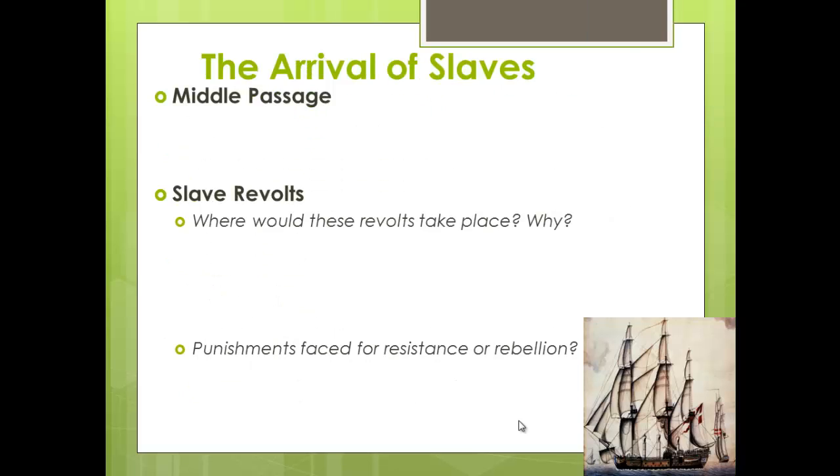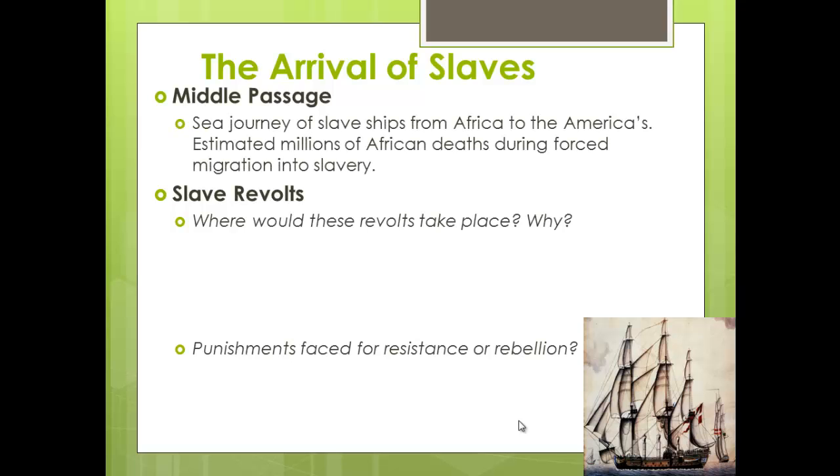Okay, so we're going to talk about the arrival of slaves now, and I hinted at the Middle Passage earlier. And again, this is the sea journey of slave ships from Africa to the Americas, both North and South America. It is estimated that millions of African deaths occurred during forced migration into slavery, and as many as 1 out of 4 or 1 out of 5 Africans would actually die on the journey over on the ships because the conditions were that horrific.